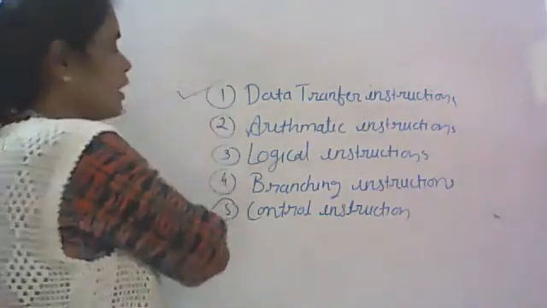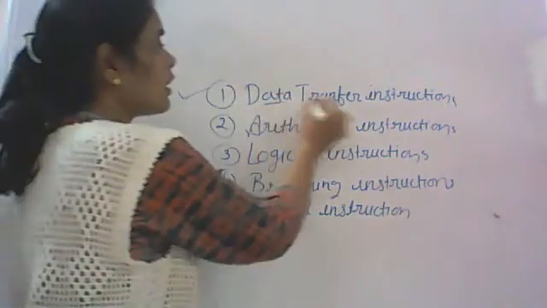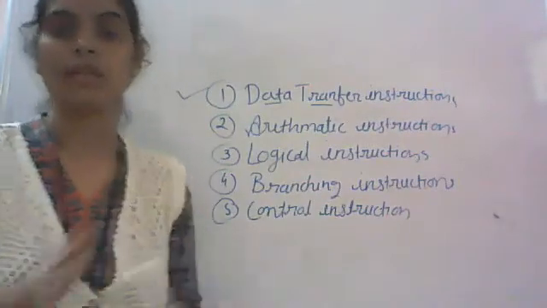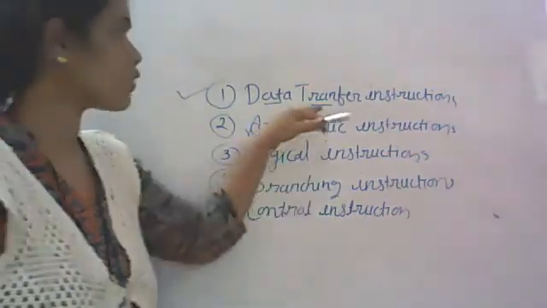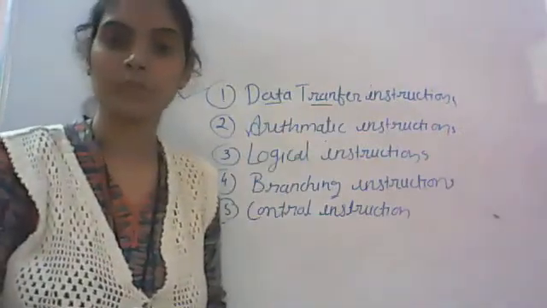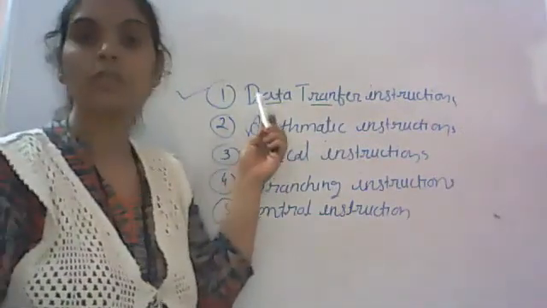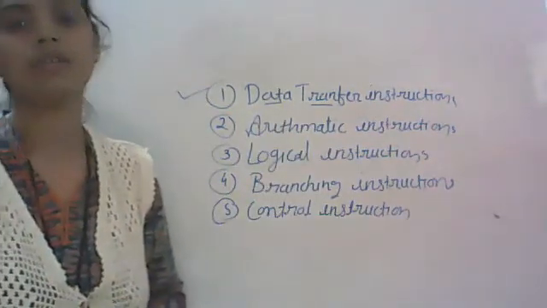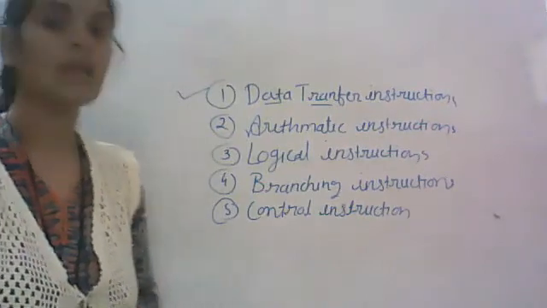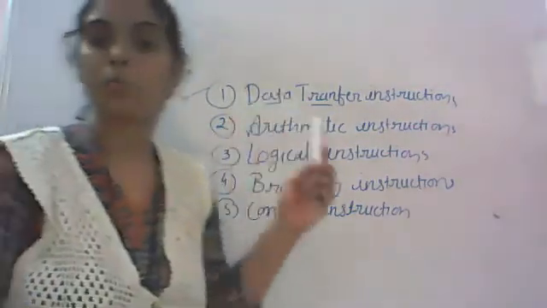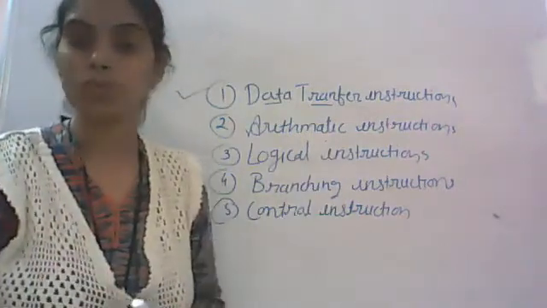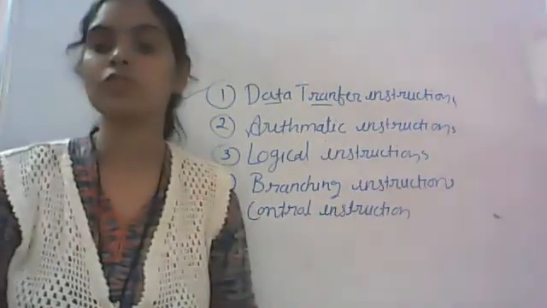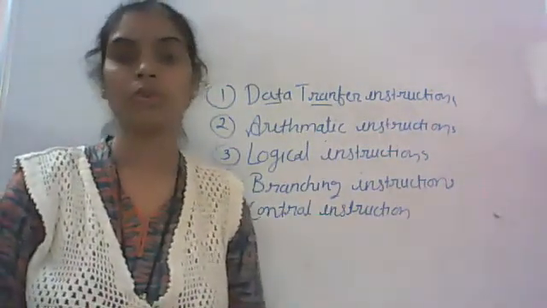The name itself says data transfer instruction. That means in this instruction, data is transferred from one location to another location. So this instruction moves data between registers, or between memory and register, or register to register. This instruction copies data from source to destination, while copying the content of the source is not modified.